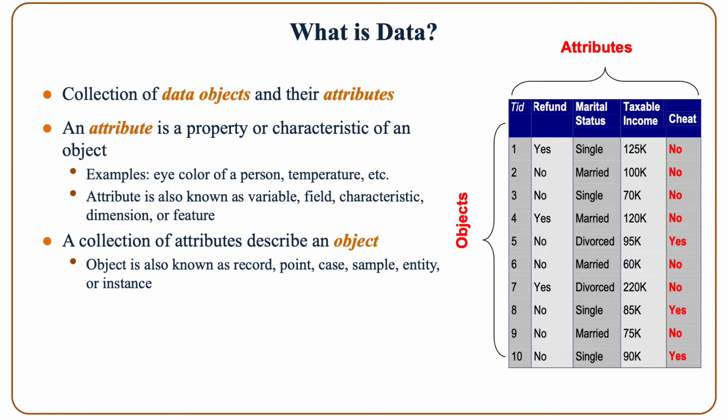A collection of attributes describe an object. An object is also known as record, point, case, sample, entity, or instance. Looking at the example on the right side of the slide, we have 5 attributes on the column, namely TID, refund, marital status, taxable income, and cheat. And we have 10 objects or 10 rows. Cheat is the target value, the target variable.